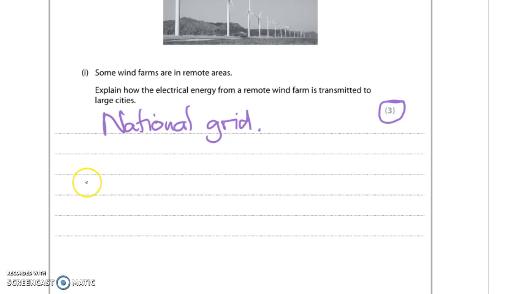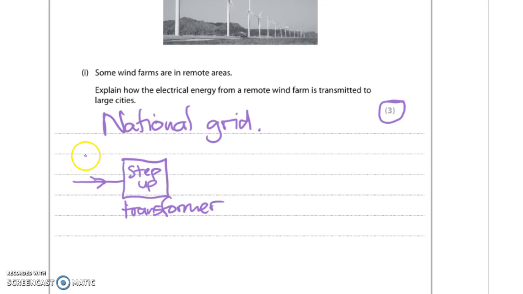And what they're looking for is what happens to that power as it goes through the national grid. So the first thing is that it gets put through a step-up transformer. And now the reason for this is because if you're taking low voltages, let's say if you've got 100 volts, then if you were transferring that over very long cables, very long power lines, then the current in the power lines and the resistance of the power lines would mean that a lot of power got wasted.